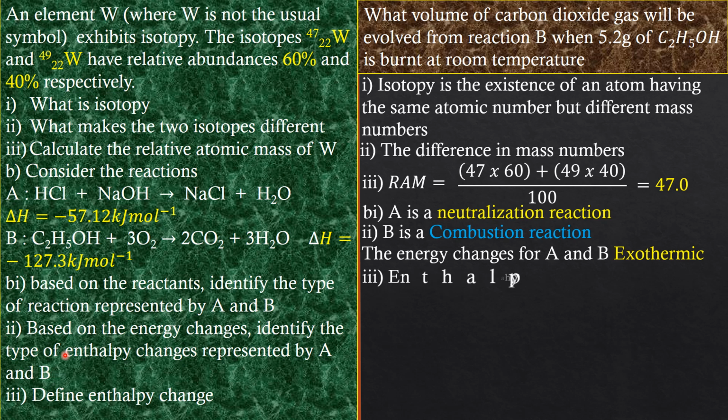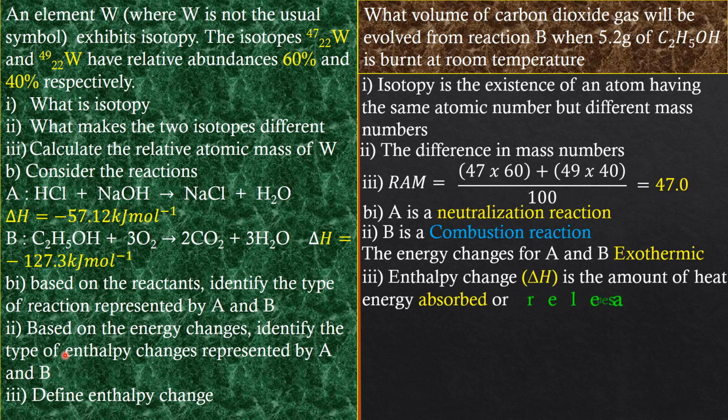The next part says we should define an enthalpy change. An enthalpy change is simply the amount of heat energy absorbed or released during a chemical reaction at constant pressure. The reason the pressure has to be constant is that we want to take care of gaseous systems, because pressure affects only gaseous systems. If you're talking about just solid and liquid systems, there may be no need to involve constant pressure. But since we are defining it in general, we have to involve it at constant pressure.